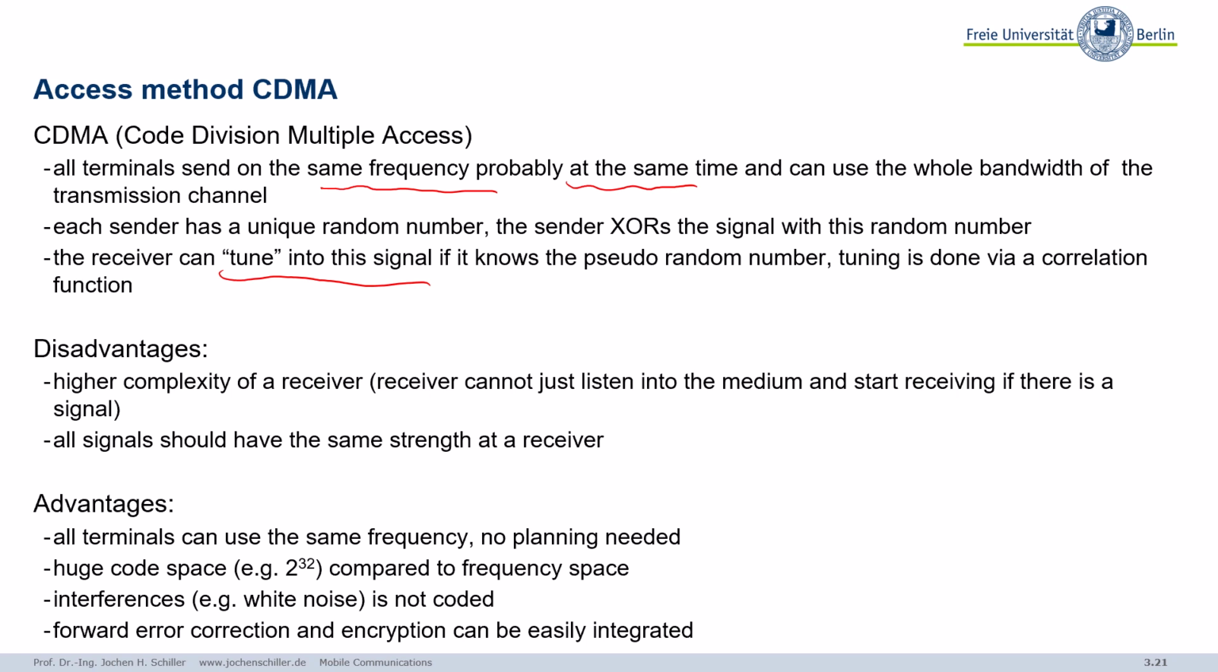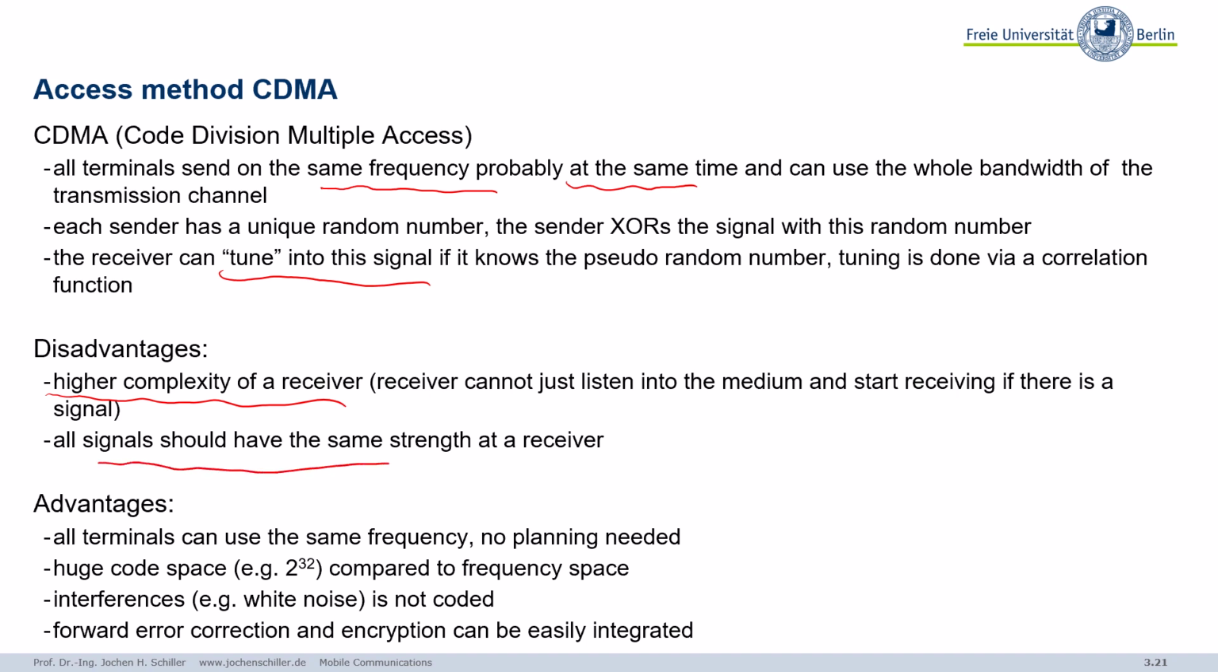Before I give you the example, first of all, the disadvantages, and to be honest, this is also why today in the newer systems CDMA is not that prominent anymore. It's a higher complexity, yes, and you have to know this random number. This could also be a secret, but then you have to tune into this signal and correlate, recalculating the original signal, so you cannot just listen to the medium and then start receiving. Okay, but this can be done.